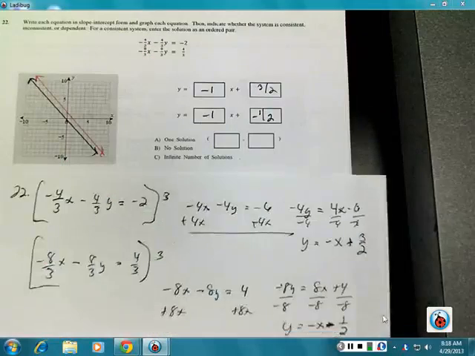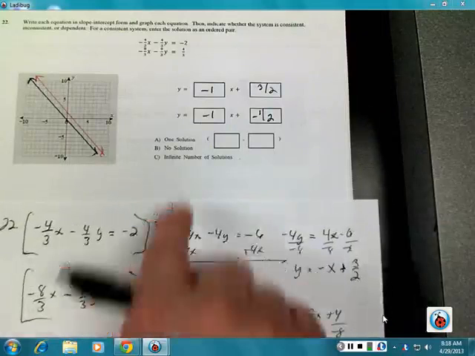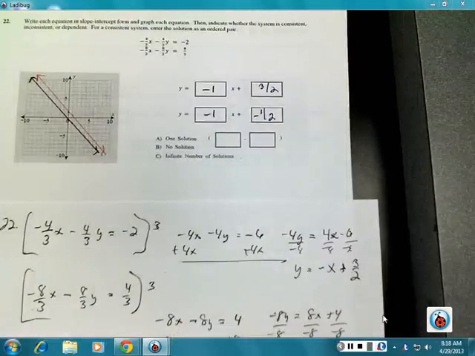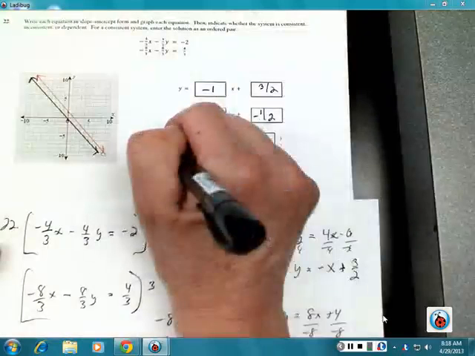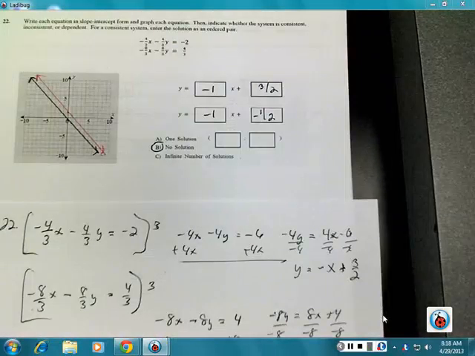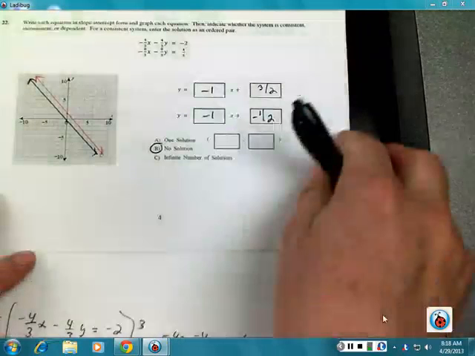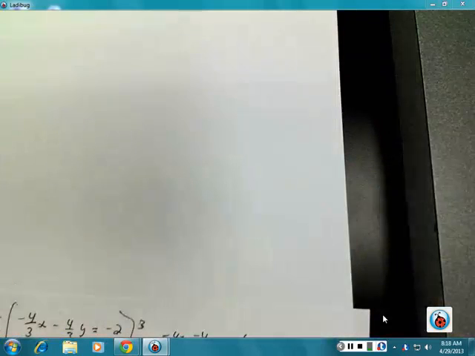And the two end up being parallel to each other. So what do I know about my solutions? No solution. Yep, because they don't cross each other. Okay? Good. That was a good one to review, so you get the idea of what happens with those. Again, it's the graphing part of that.